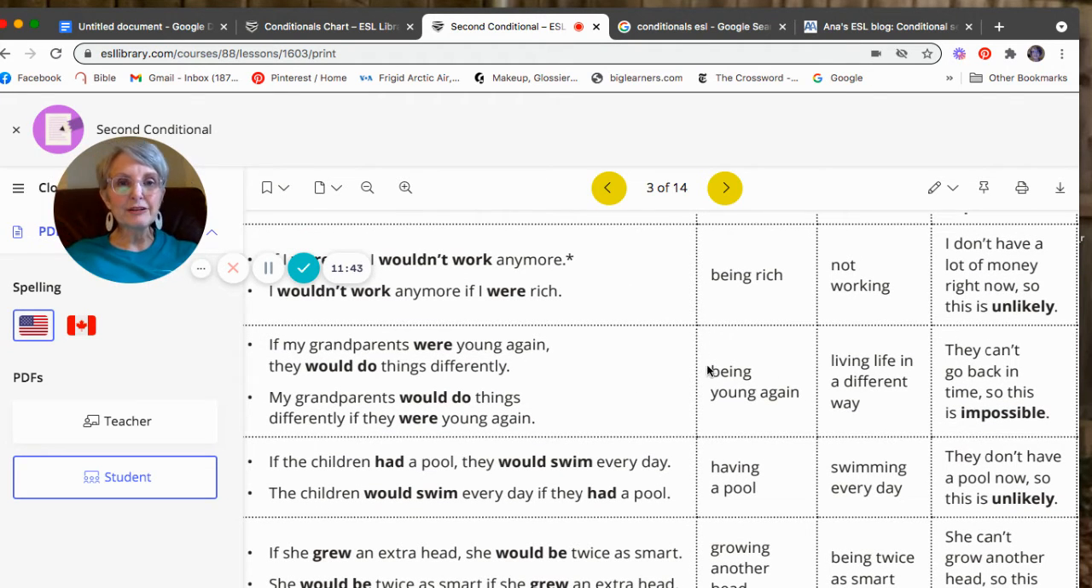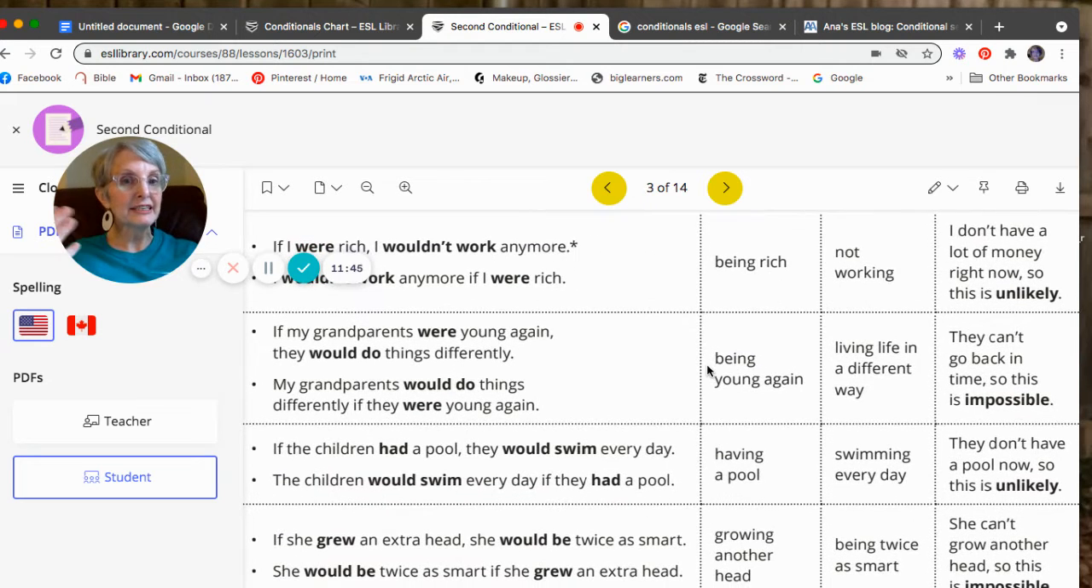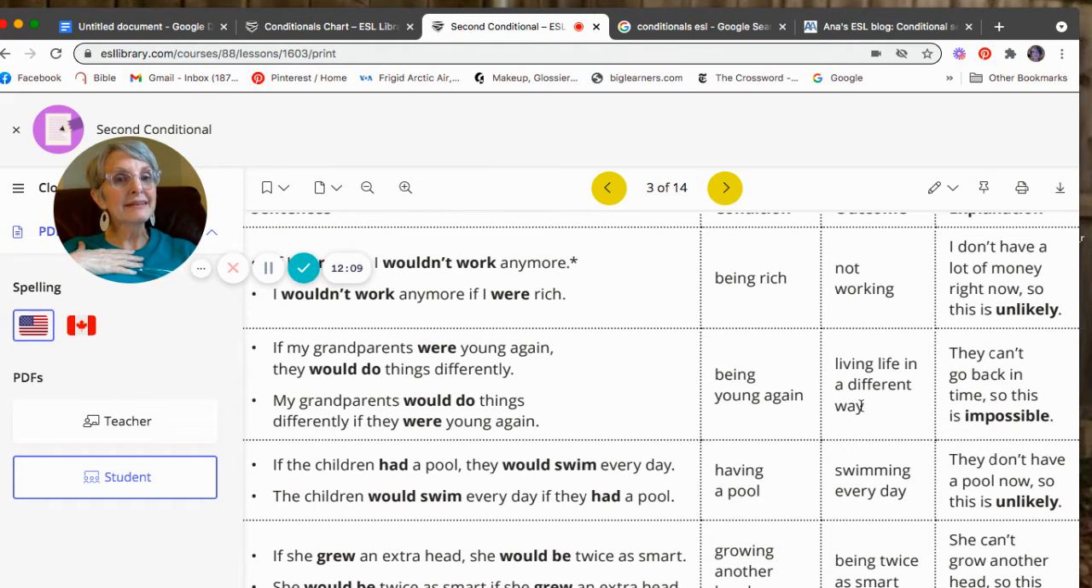Okay, let's look first. They have the condition is being young again. Well, I am not young. I don't think I can make myself young again, even if I really, really wish to be young again. Okay, I can't be young again. I can maybe act like I'm young, but I can't be young again. So the condition was being young again, and the outcome is living life in a different way.